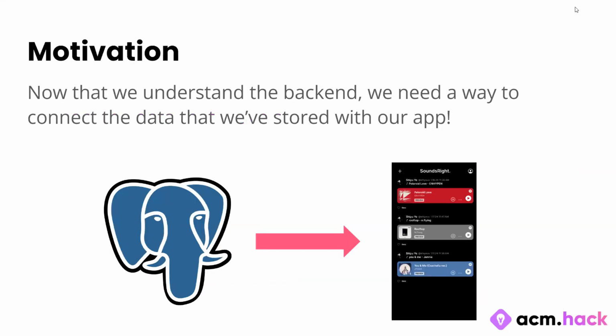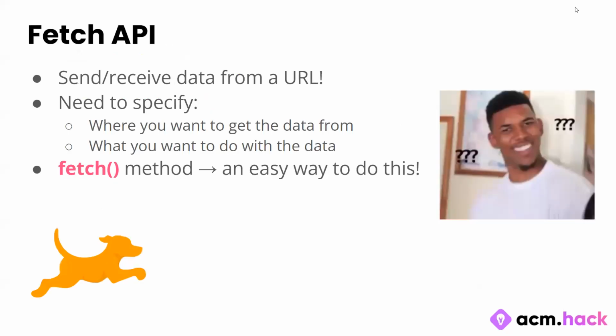Now that we understand the back end, we need a way to connect our data with the front end of our app. One way we can do this is with something called the Fetch API, which is a way to send and receive data to or from a URL somewhere else on the internet. The easiest way to do this is with the fetch method, and we need to specify where we want to get the data from and what we want to do with that data.